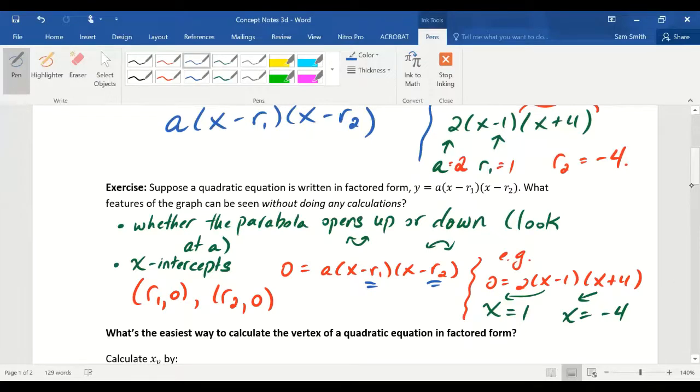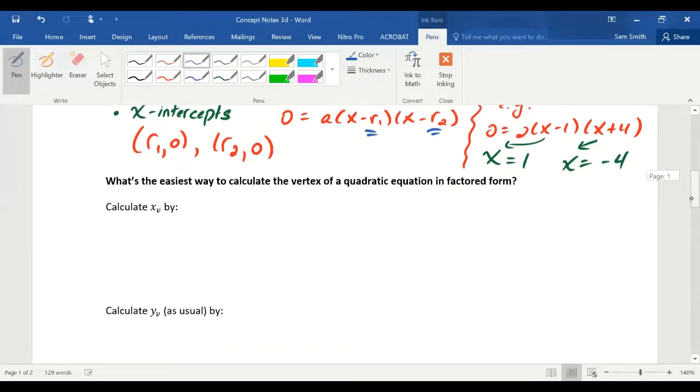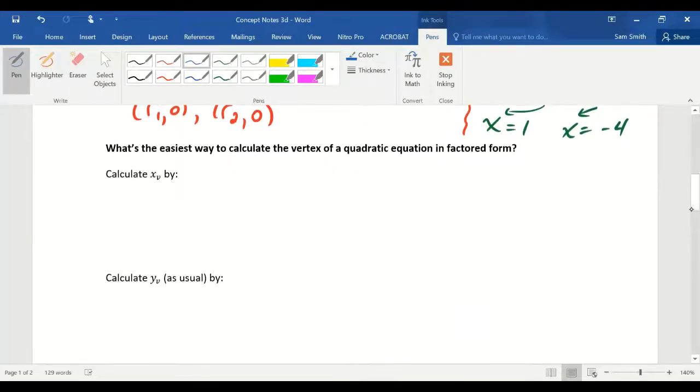Now, because the x-intercepts can be obtained without any calculations at all, it would be nice if there were a way to calculate the x of the vertex using those x-intercepts, because they're so easy to find. And here's the key principle.